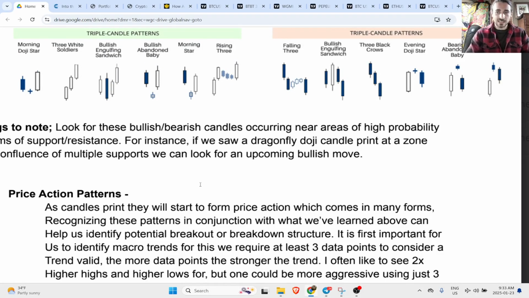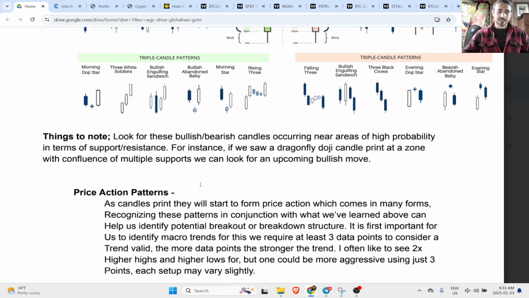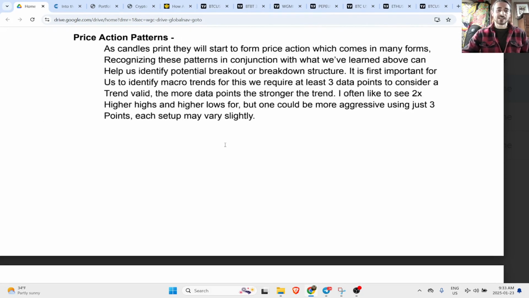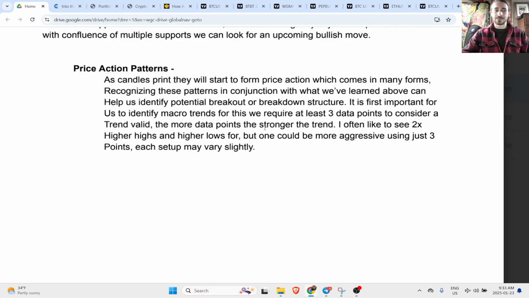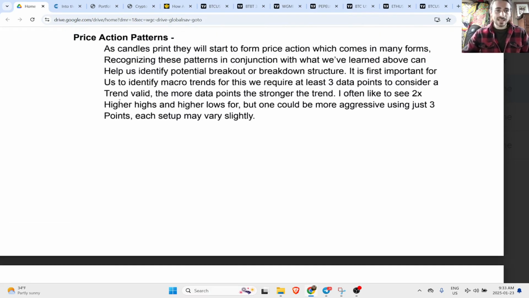Again, that's what I just talked about here. If we see candles printing with confluence of multiple support and resistance levels, it's going to increase our odds that we are predicting that future move. We also see price action patterns. Similar to candles, they start to form these patterns. They come in many forms. Recognizing these patterns in conjunction with support and resistance and candlesticks.